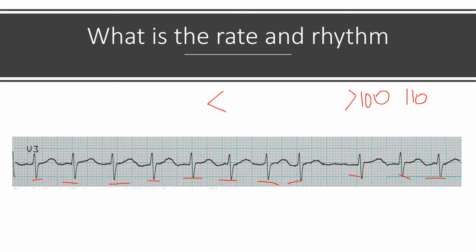Which rhythm is less than 60? Your sinus brady. Sinus brady will have your R and it will have your P. So your P will come first, followed by your QRS. Okay? It's going to be regular. R to R is going to be regular. If the rate is less than 60, it's your sinus brady. If your rate is greater than 100, it's your sinus tachy.